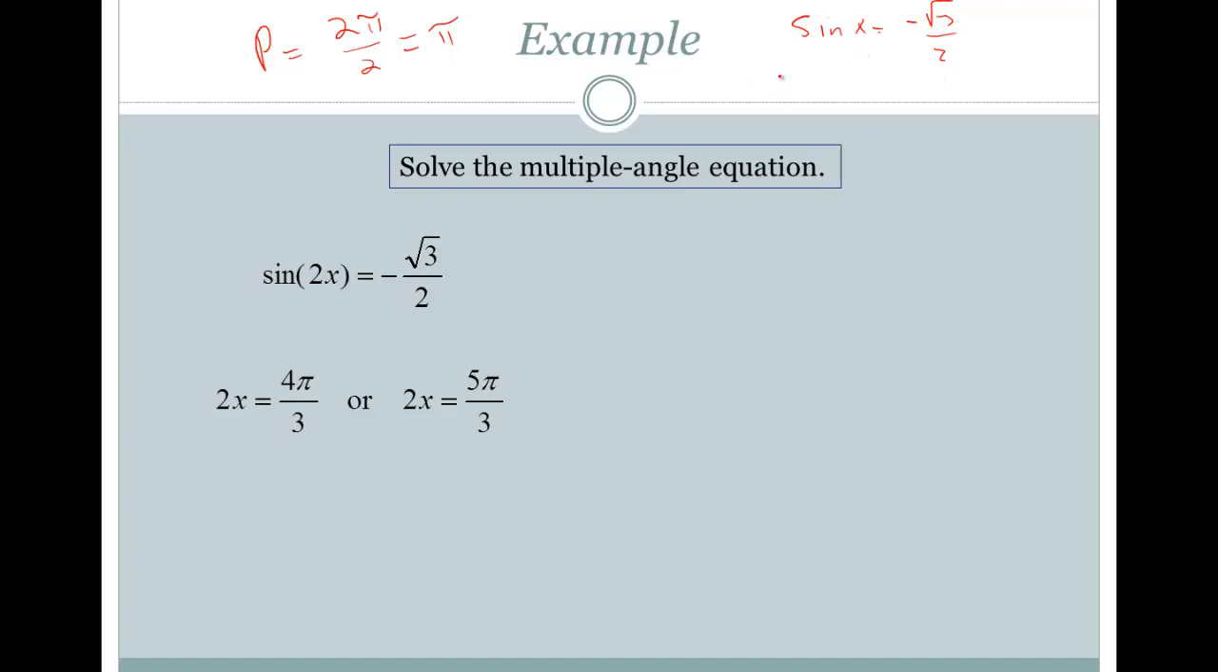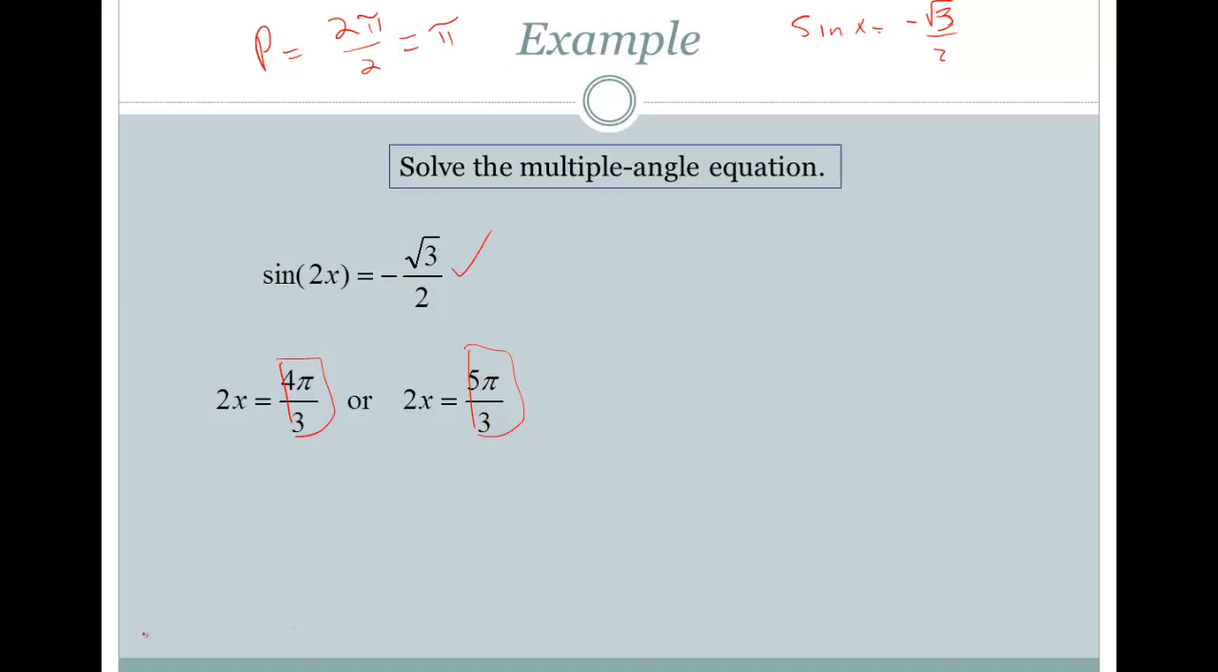We know that that's true. This is negative root 3. That's true at 4 pi over 3, right there, and 5 pi over 3. Okay, but I don't have x anymore. I have 2x. So whenever 2x is equal to 4 pi over 3, or whenever 2x is equal to 5 pi over 3, then I'm going to satisfy that equation.